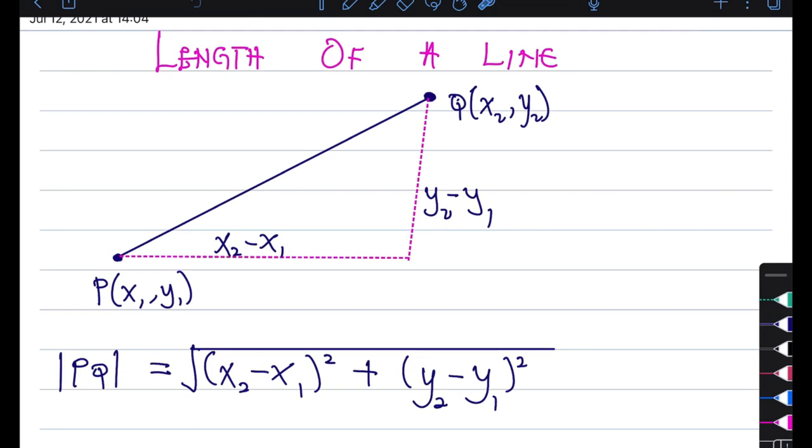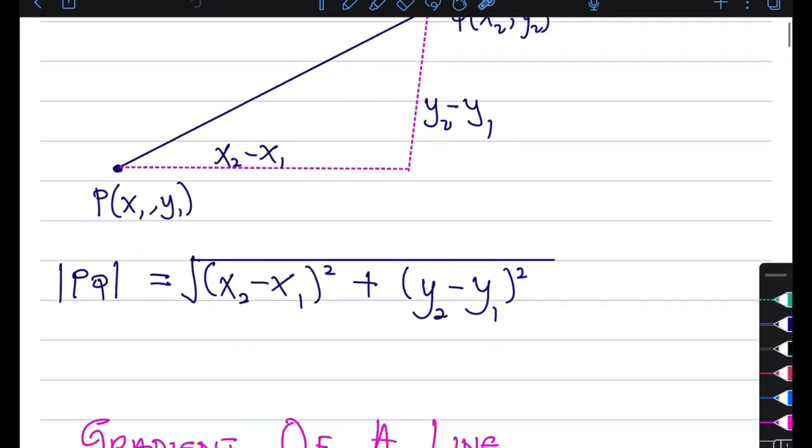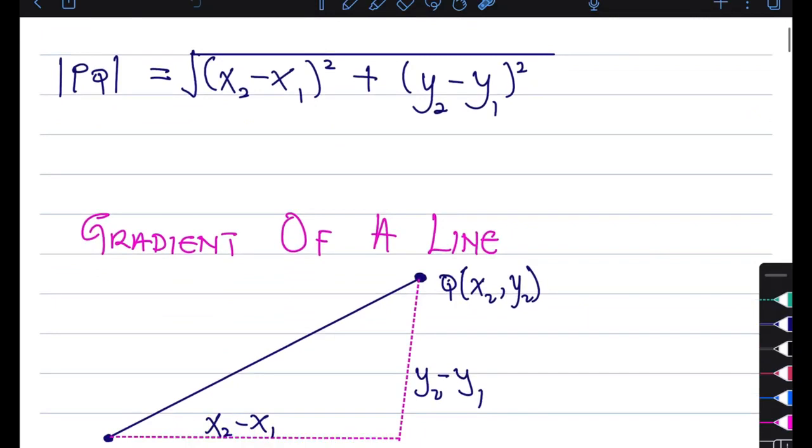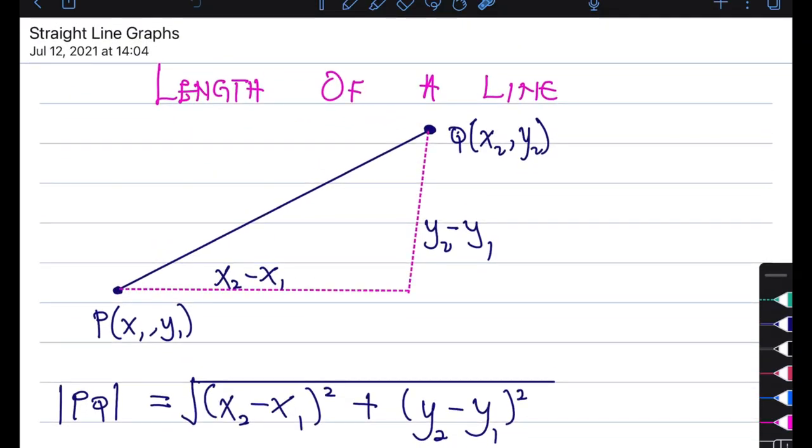We are starting our series on straight line graphs. So today we will talk about the length of a line and also the gradient of a line. Alright, so now let's start with the length of a line, how the formula was derived. If we know how the formula was derived, even should we forget it in the exam room, I think we can go back and prove it ourselves.